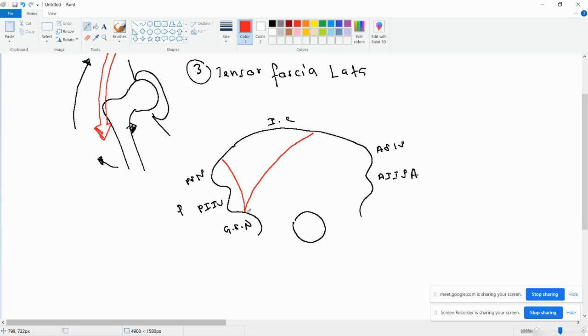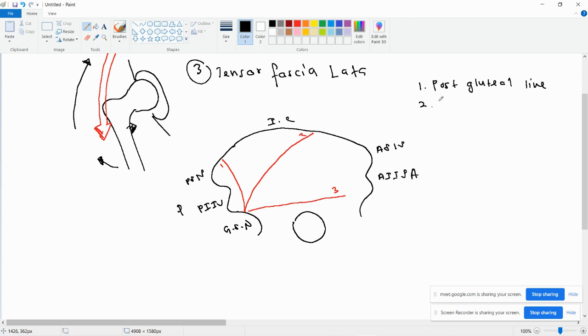And number three is from this greater sciatic notch, this line basically travels anteriorly in the transverse axis. So you have three lines over here, which we call the gluteal lines. The first line, the most posterior, is what we call the posterior gluteal line. I think I explained to you before when we talked about the structures of the ilium.